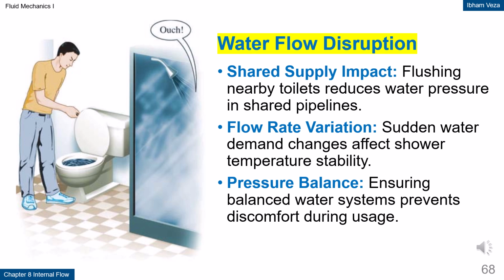Water flow disruption. In household piping systems, simultaneous water usage can cause pressure disturbances. When a toilet is flushed, the pressure in the shared pipe can suddenly drop. This change in flow rate can cause the shower temperature to become unstable. This phenomenon shows the importance of pressure balance in water distribution systems. Good system design can reduce user discomfort.